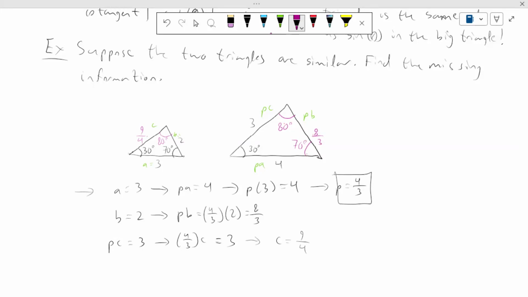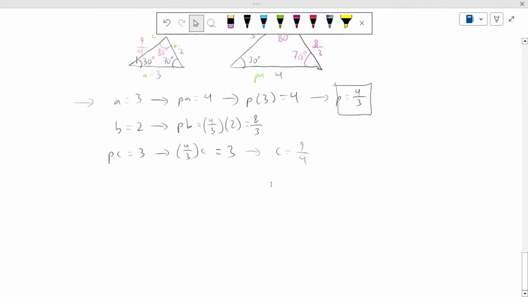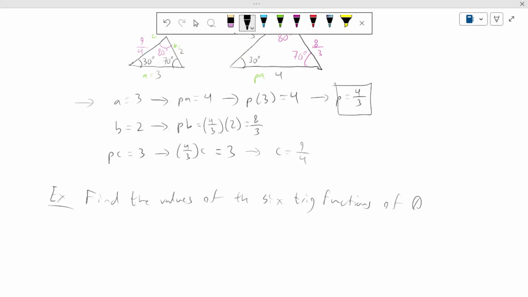All right, so good. Now that I have that, let's do something involving right triangles. Find the values of the 6 trig functions of theta in the right triangle. And I'll draw a right triangle for you.